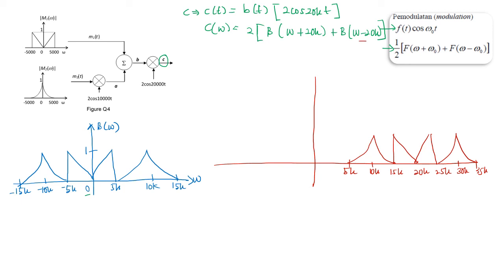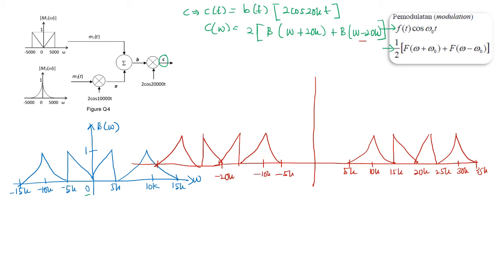So you have another one on the left, where this B omega is being shifted to the left by 20k. Now it's centered at -20k, and the rest of the values are the same: -5k, -10k, and so on.